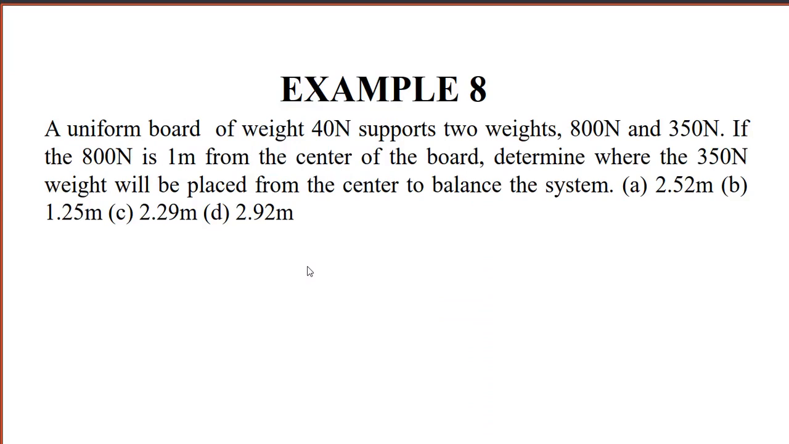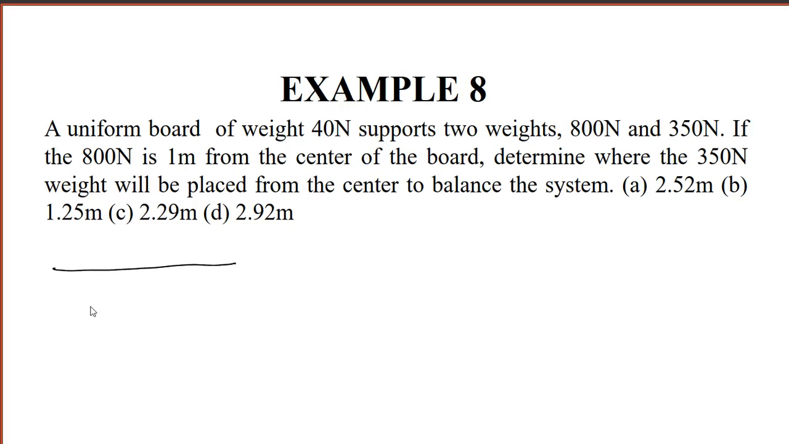Now, a uniform board of weight 40 Newton supports two weights, 800 Newton and 350 Newton. If the 800 Newton is 1 meter from the center of the board, determine where the 350 Newton weight will be placed from the center to balance the system. Now let's look at our system.